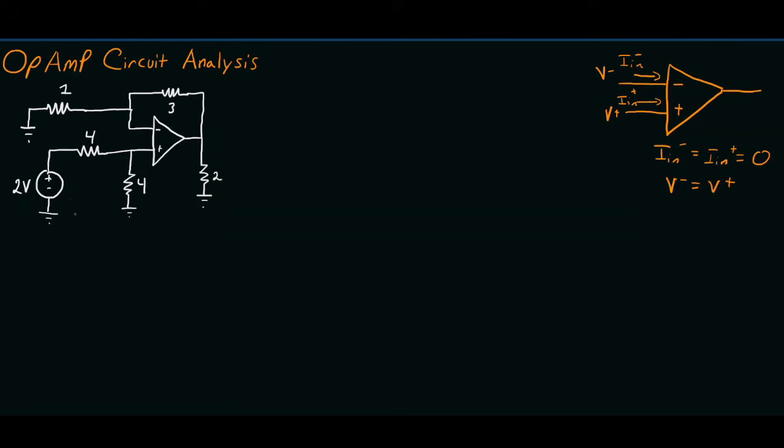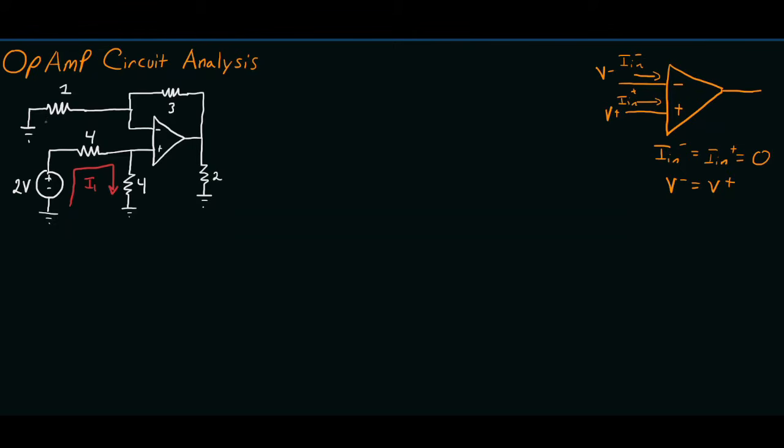Now I'm going to start with my component currents. So let's call this I1. And I can call this I1 for all three of these components because the first two are in series. And the last one over here, even though it's connected to my op-amp, I don't have any current going into my op-amp. So that I1 current has to keep going through my 4 ohm resistor over here.